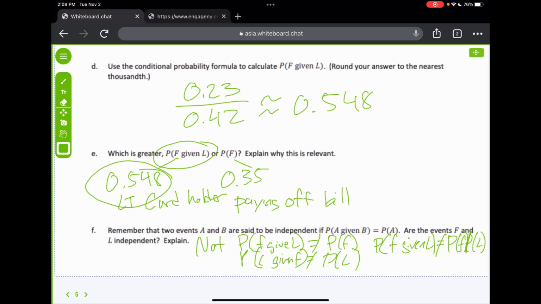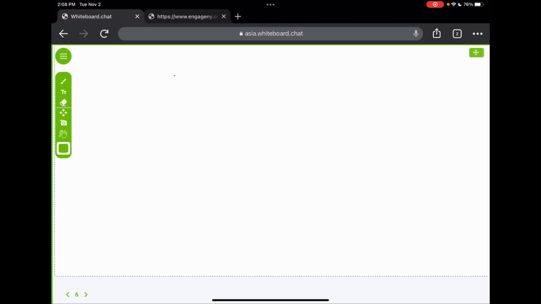For them to be independent, they would have to equal each other. That's what you need to remember. It's a little bit confusing. All right, let's go to number 6.